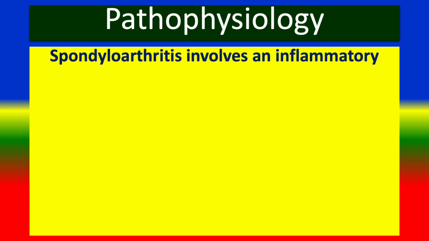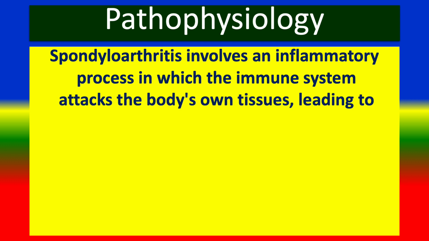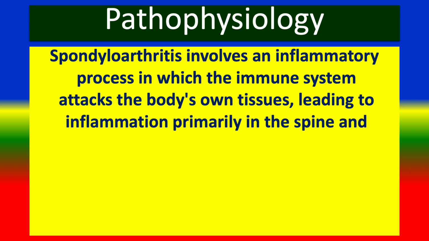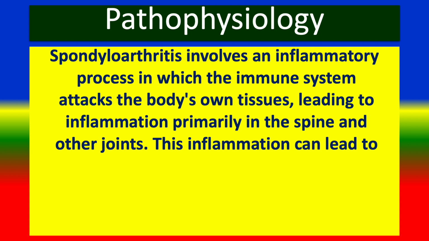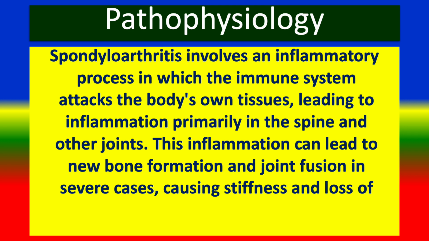Pathophysiology. Spondyloarthritis involves an inflammatory process in which the immune system attacks the body's own tissues, leading to inflammation, primarily in the spine and other joints. This inflammation can lead to new bone formation and joint fusion in severe cases, causing stiffness and loss of flexibility.